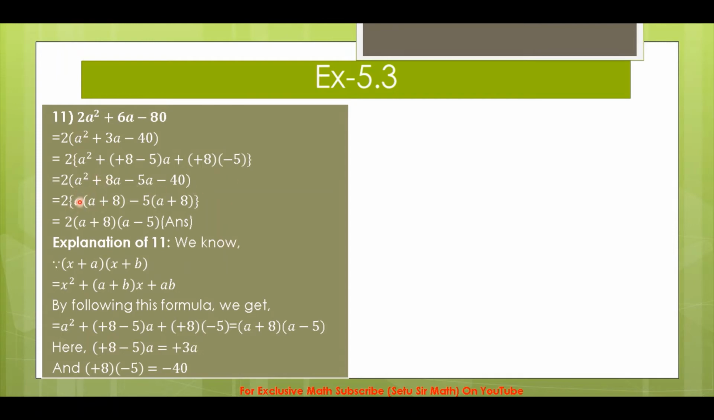If we take a common, we get a plus 8, and if we take minus 5 common, we will get 5 into 8, that would be 40. That means plus 8, because minus minus, that would be plus. So from these two terms we can take common a plus 8, and we get a minus 5. This is our desired answer. Let's see another math.